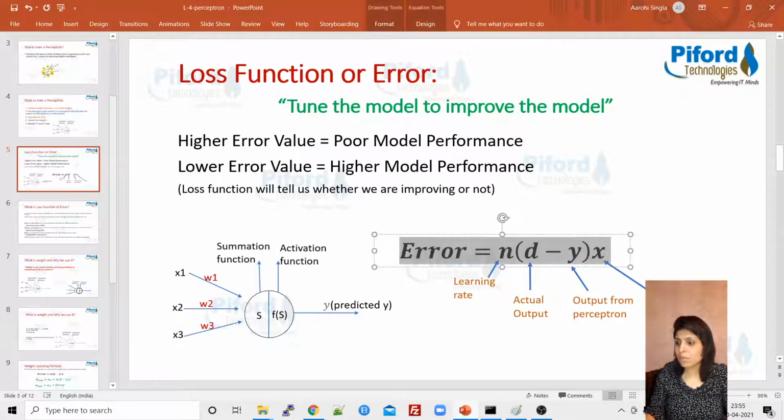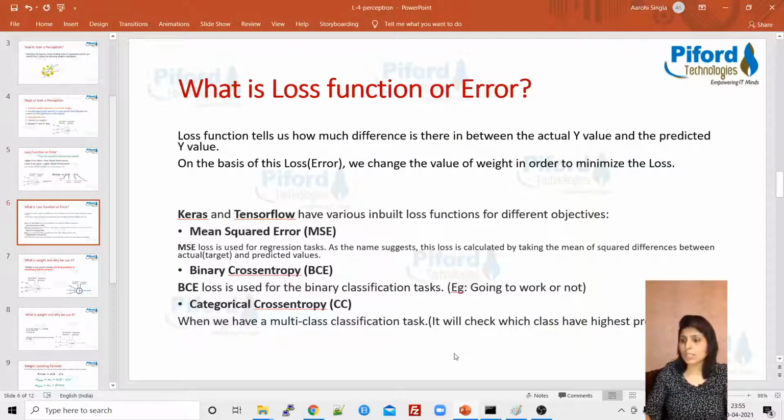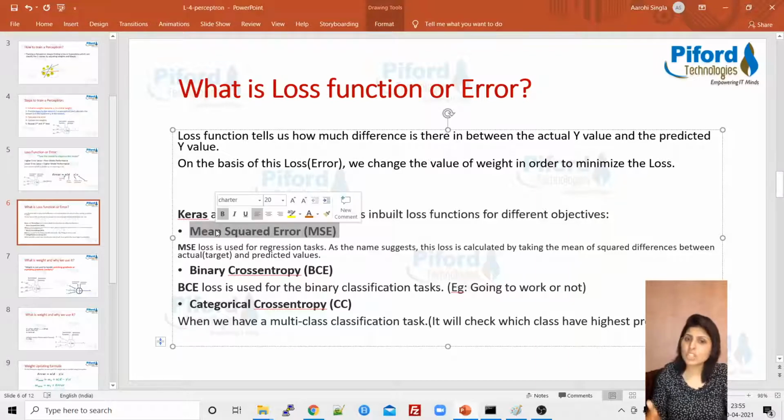So this is the formula for calculating the loss function. There are lots of different loss functions, so we have to decide as per our problem which loss function will work correctly in our case. You can see mean square error. In machine learning also, we use these functions: RMSE, root mean square error, MSE, these kinds of functions.